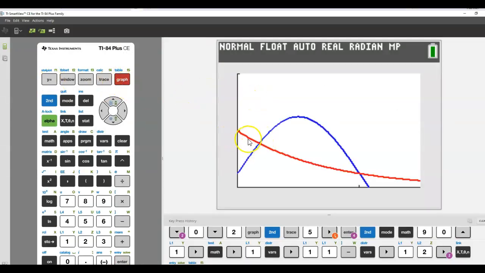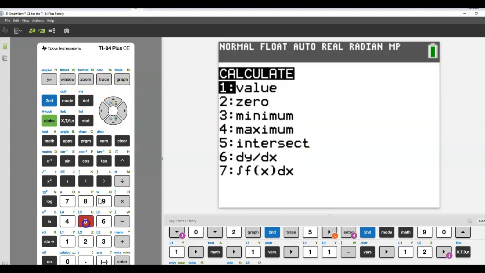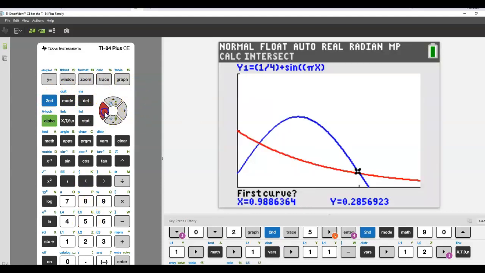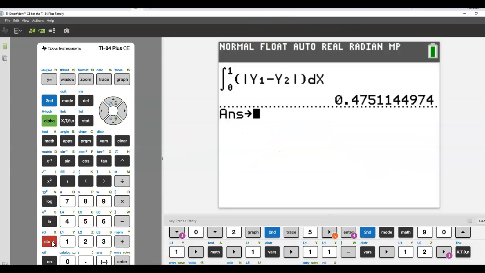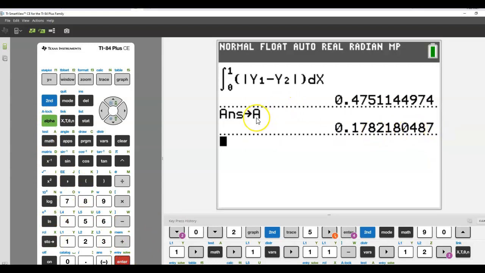So let's revisit our graph. This time R is this little area here, and I want to find this point where they're crossing. So same thing as last time, second, trace, 5, scroll to where they cross, and we'll find where they're intersecting. We're going to push enter 3 times. And we have our answer. Now that's a really weird number. We could write it down, but this time I'm going to store it. So the way that you store it is you push enter, and then you push store, and then alpha A. And my calculator will store that entire answer under the letter A.